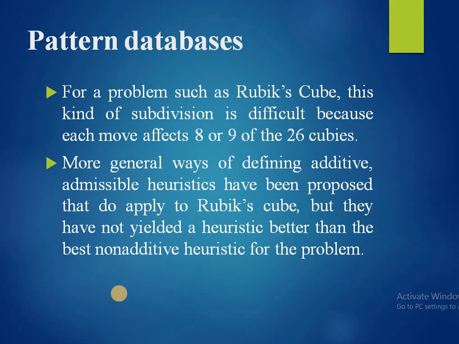For a problem such as Rubik's Cube, this kind of subdivision is difficult because each move affects 8 or 9 of the 26 cubies. More general ways of defining additive admissible heuristics have been proposed that do apply to Rubik's Cube, but they have not yielded a heuristic better than the best non-additive heuristics for the problem.